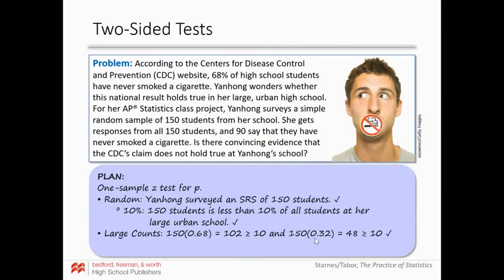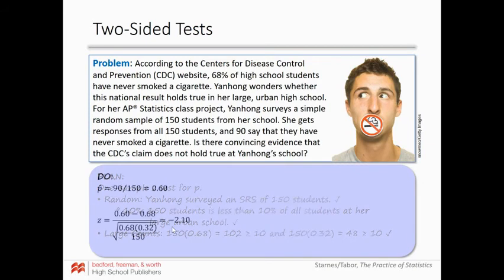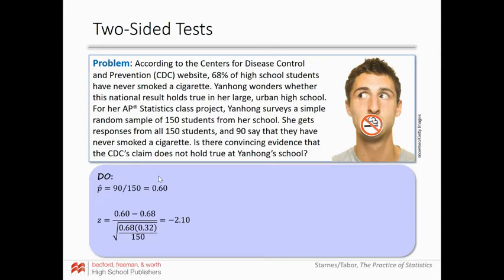My plan: one sample z-test for p, and I check random, 10%, and large counts. Remember, for the large counts, I'm using p naught, so I'm using 0.68 there. I do all this before I even look at p hat. So I get my state and plan done before I even do my p hat. The do is when I finally take this p hat to be 90 divided by 150, which is equal to 0.6.